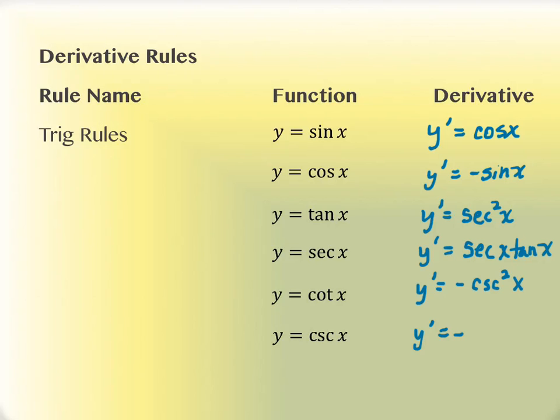Yep, and it's negative as well. So this one's negative, and then it's cosecant x, cotangent x. Again, much like the secant derivative, right? So secant becomes secant tangent, cosecant becomes the negative, but then it's cosecant cotangent. I left a c out. Let me put that back in. There we go. Cosecant x, cotangent x.